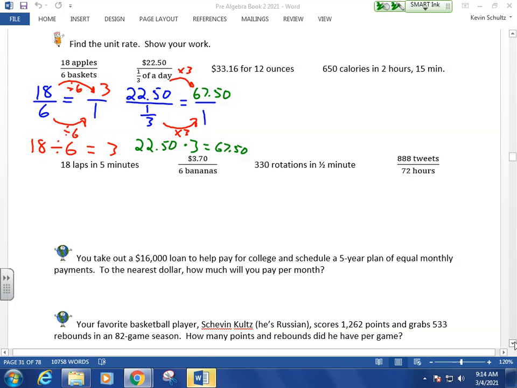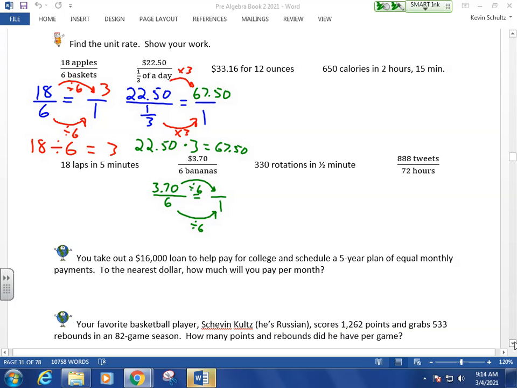Yeah. Second one, $3.70, $3. Okay, so $3.70 for 6 bananas. We could write this as $3.70 for 6 bananas equals how much for 1? And again, show that scale factor. We're going to need to divide by 6.